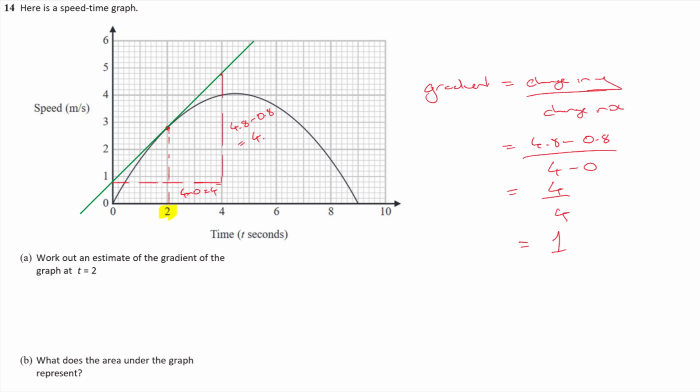Now, what does the area under the graph represent? Well, the area under a speed-time or velocity-time graph is equal to the distance travelled. Okay, distance travelled. That's what it's equal to.